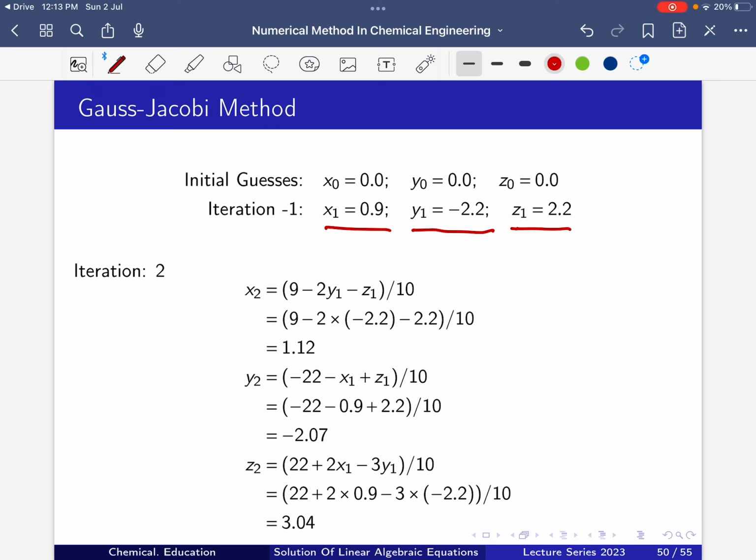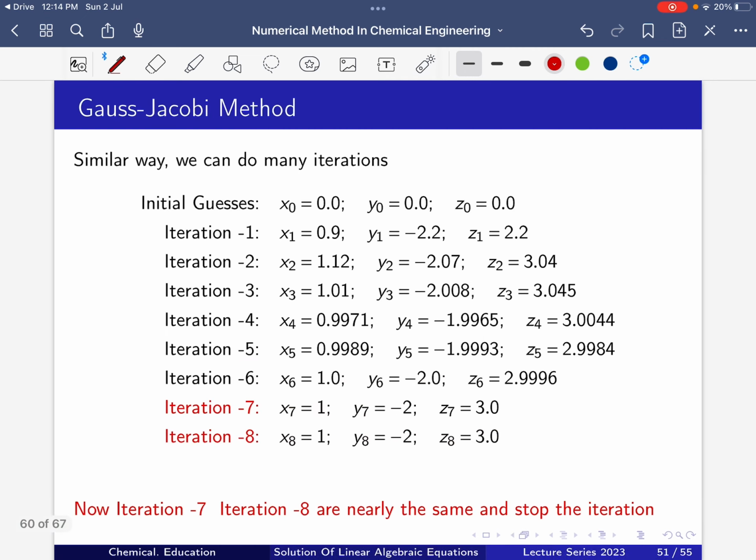Now for iteration number 2, we are using the x1, y1 and z1 values. So x2 will be (9 minus 2 y1 minus z1) by 10. So 9 minus 2 into minus 2.2 minus 2.2 by 10. Ultimately we will get 1.12. For y2 similarly we are plugging in the x1 value and z1 value. So (minus 22 minus 0.9 plus 2.2) by 10. So that is minus 2.07. Similarly z2 is (22 plus 2 into x1 minus 3 into y1) by 10. Again I'm going to plug in these values, so ultimately we'll get 3.04.